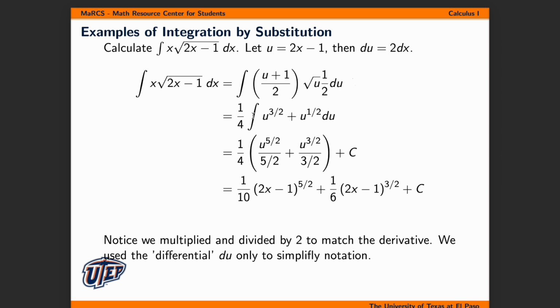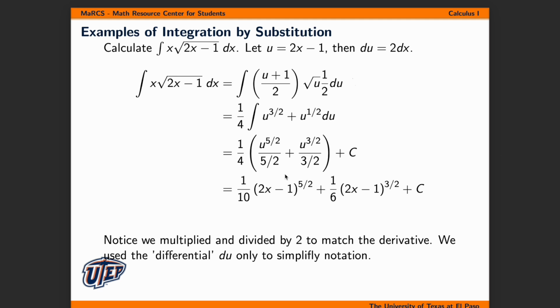And then we can take out the scalar 1/4. We got it from the 1/2 times the 1/2 over here. So that'll be 1/4 of this integral right here. So now the integral of u to the 3/2 will be u to the 5/2 divided by 5/2. And the integral of u to the 1/2 will be u to the 3/2 divided by 3/2. And then we need to add our constant of integration because this is an indefinite integral. And once again, bring down the scalar, the 1/4.